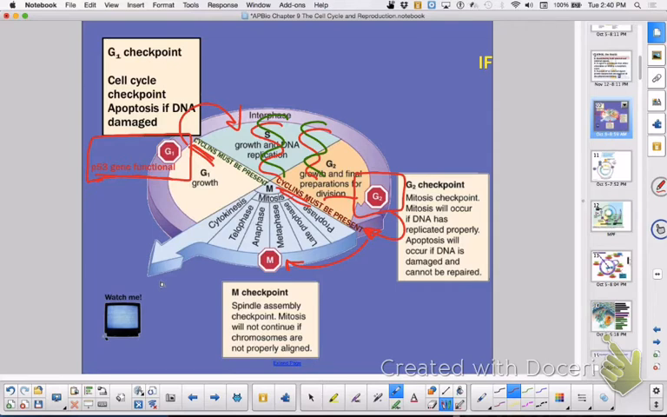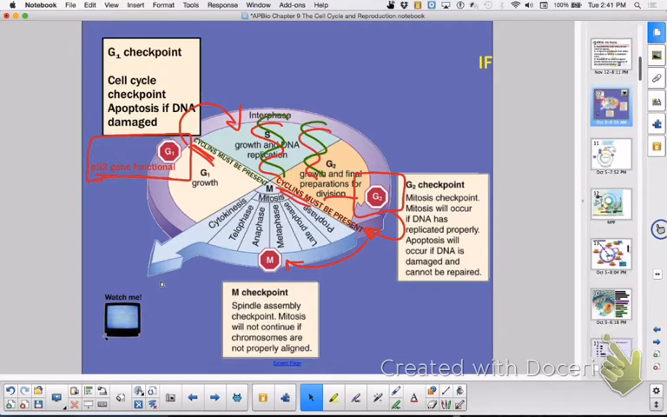And then as you're going through that M stage, you wanna make sure that everything is going according to plan there in anaphase. Did all the sisters get separated? Are we forming the right cells? Okay, so those are your three checkpoints. Okay, G1 and at G2 and in the middle of mitosis. Okay, clarifying questions you wanna ask me about that?